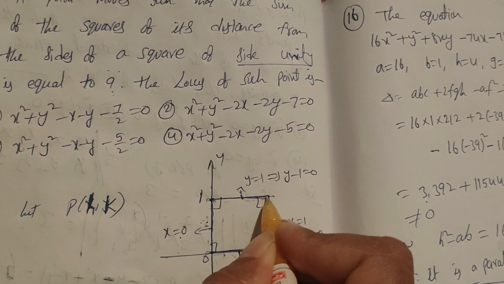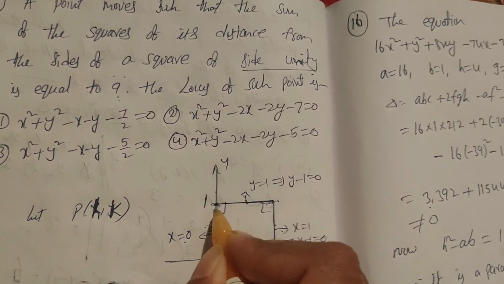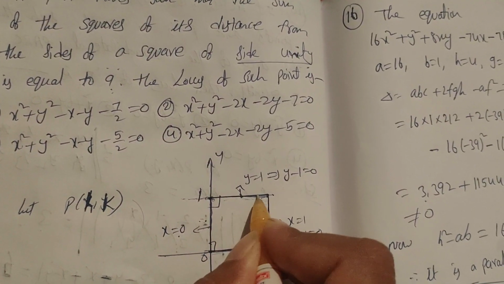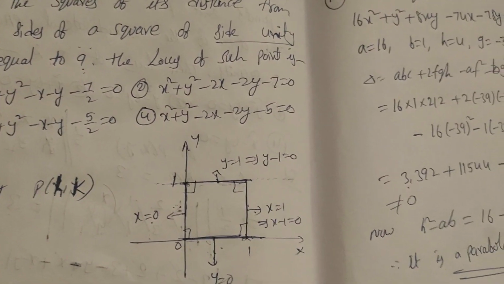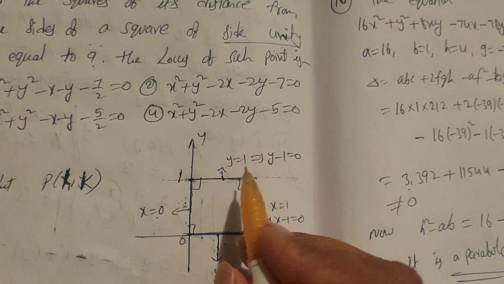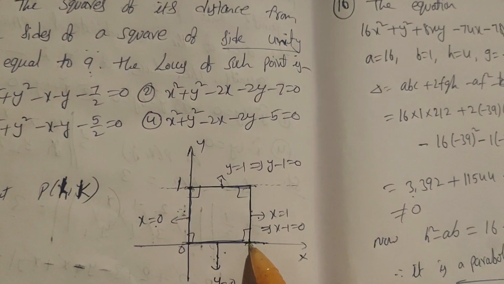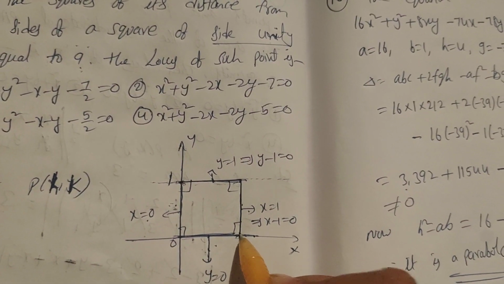All these points have y coordinate 1. So this line equation is nothing but y is equal to 1. You remember, after straight lines you can understand clearly. So it is the point 1 comma 0.